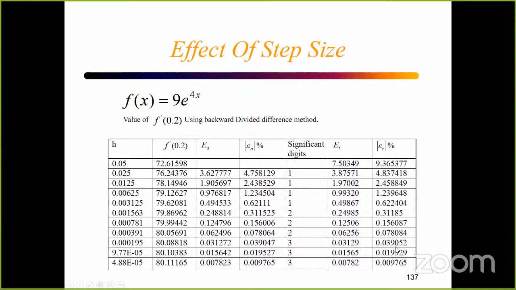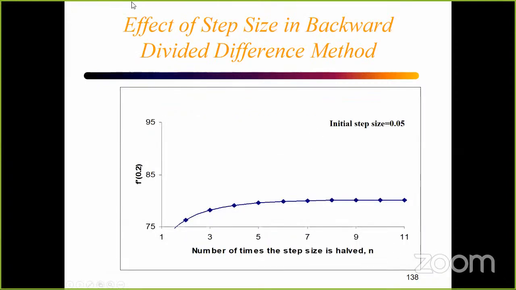This shows the effect of step size in the backward difference method. Even though the number of steps increases, it is fine up to this extent. After 5 or 7 steps, even if you keep increasing the number of steps, the solution will not change to any other value. Up to this point it is fine; later it remains constant. We can stop at any point, about the 6th or 7th step at most.